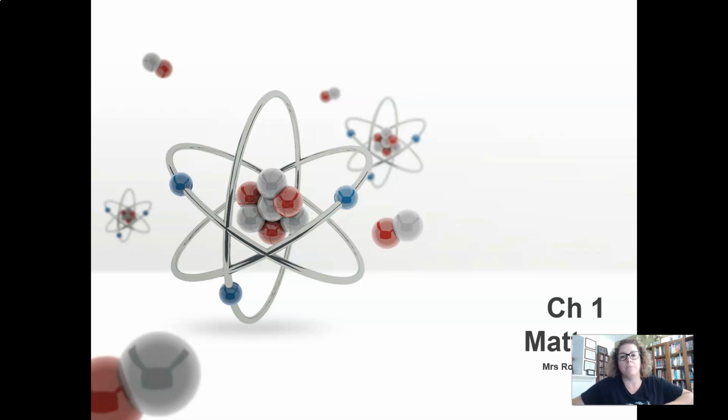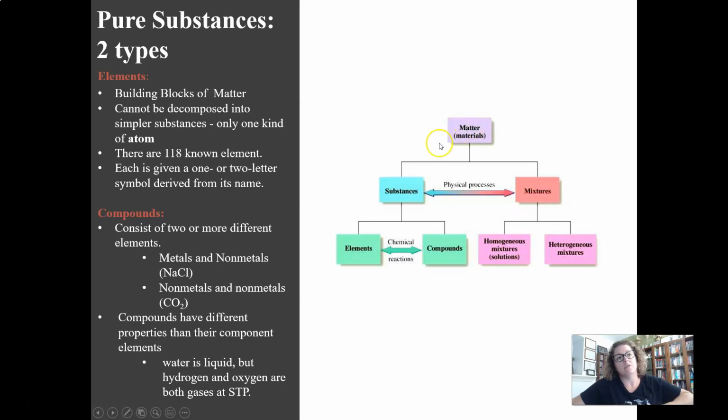One of the probably first topics you ever learn in chemistry is what matter is. So let's get started. Matter, as you see on my screen, is broken up into two different topics. On one side you have substances, which break down even further, and on the other side you have mixtures. I'm going to stick to the substance side first. In substances, you have elements and compounds.